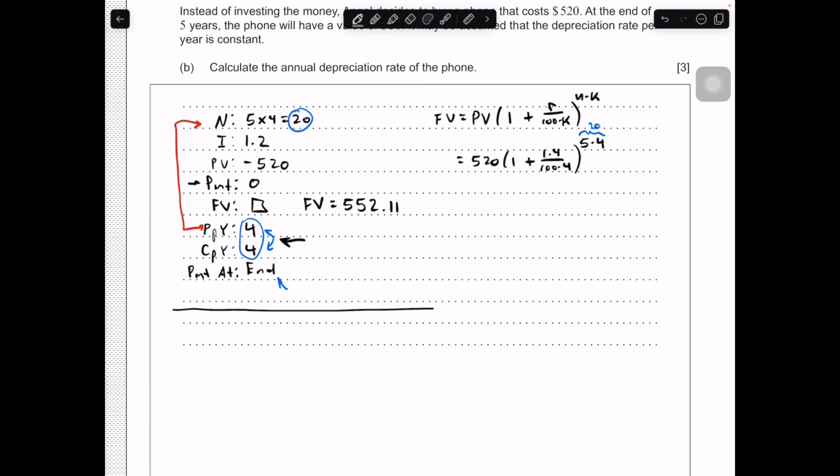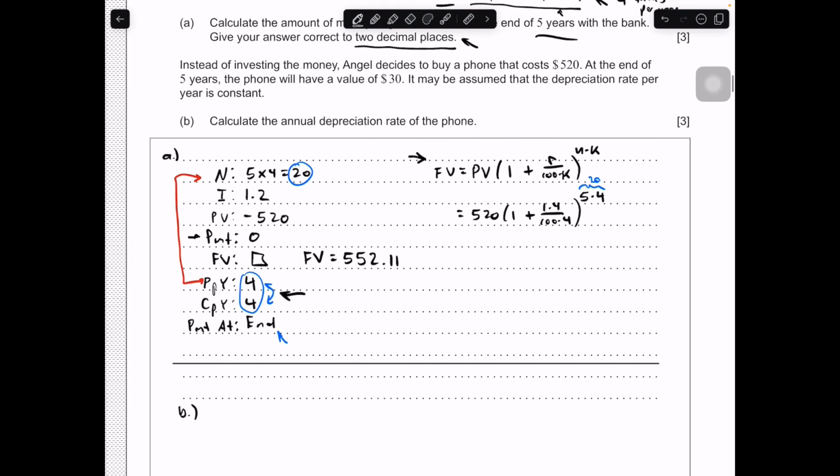Let's get a clean line here, and we'll start on question B. So here's A, here's B. So let's reverse the order and write out final value, present value. We'll use our compound interest formula. In this case, we have $30 at the end. The final value is equal to 30. The present value of the phone was equal to $520. 1 plus, and in this case, we want to know the value of R, the depreciation rate. So that's our unknown.